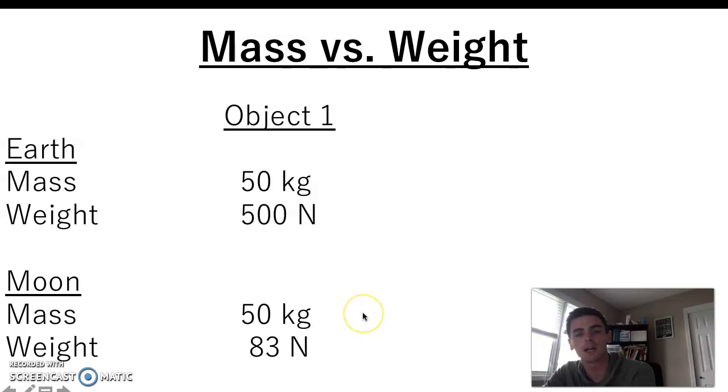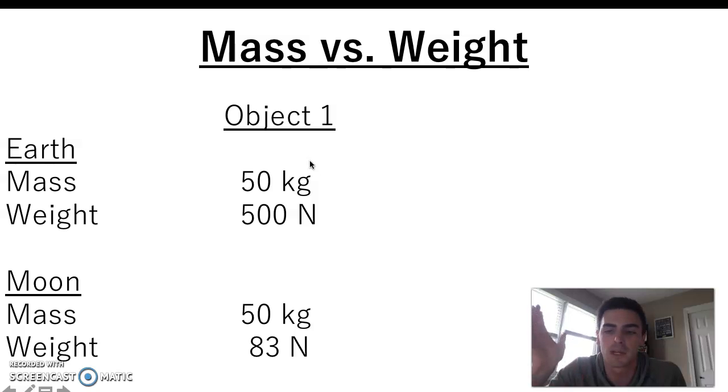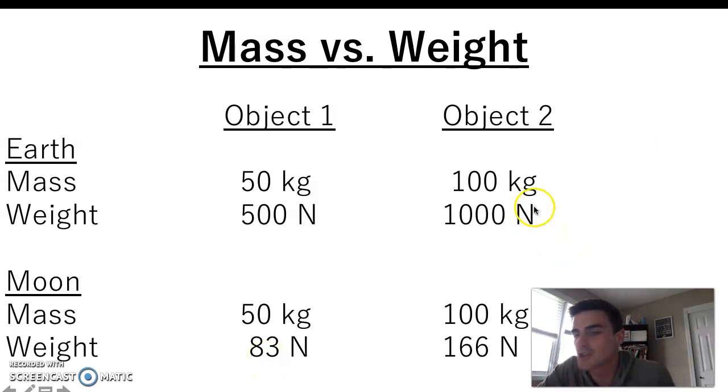Hopefully this will help you see this. We have an object here. Let's say it's a bowling ball. A 50 kilogram bowling ball has the same mass on Earth as it does on the moon. However, what's different is the weight, and the reason again goes back to the different gravitational pull. On Earth, that bowling ball would weigh 500 newtons, whereas on the moon, it's still the same bowling ball with the same mass, but the force of gravity is much different because the gravitational pull is different. Here's just another example to show you. The mass does not change, the weight is what changes, and that's due to gravity.